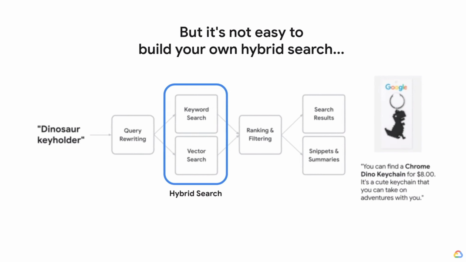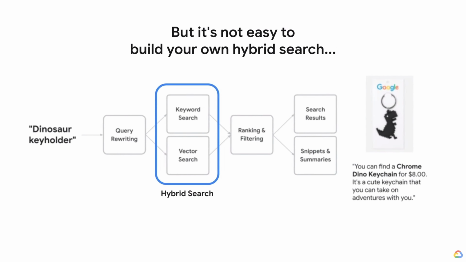But building a hybrid search engine used to be quite a feat. Imagine having to build two separate search engines, like Google does, one that understands the meaning of your words and another that focuses on specific words themselves. Then you'd have to combine the results from both and figure out how to rank them. It was a complex process.